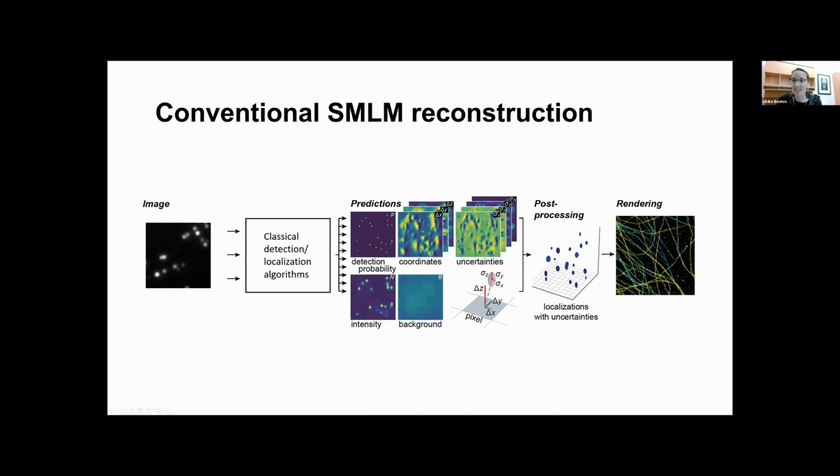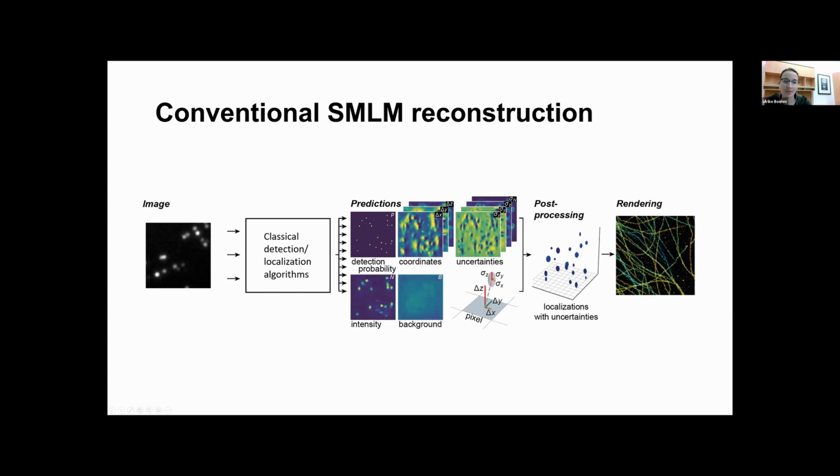But in order to understand this, I'm just very briefly diving back into how normal processing actually operates. Usually, as I said, you would start up with your image, and then you go through whatever kind of detection and localization algorithm step. We talked about this before. Once you have decided, based on your desire, which type of algorithm you want, you in principle end up with a set of coordinates, background signal intensities and also uncertainties. And with a little bit of post-processing, you then end up also with a rendered image.